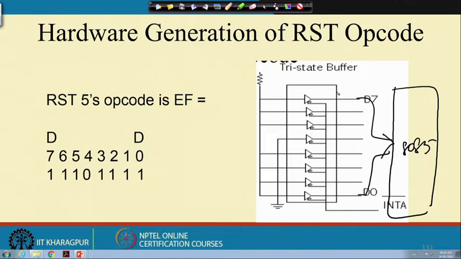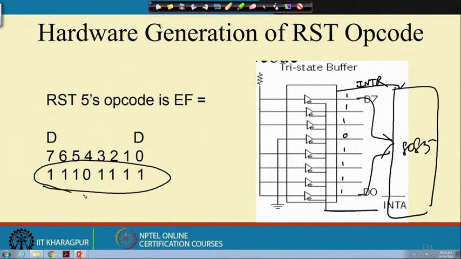Now, when the INTR signal comes to the processor, it activates the INTA bar line, and this INTA bar line is connected to a set of tri-state buffers. When this line is 0, all these buffers are enabled. If you look at this connection pattern, these bits are all 1, this bit is 0, and these bits are again all 1. If you look into the 8085 manual, you will find that this bit pattern 11101111 corresponds to the RST5 instruction.